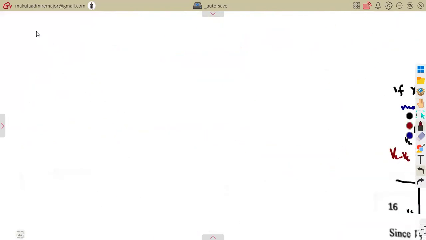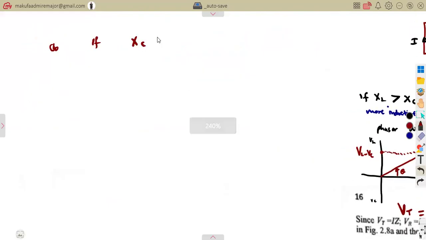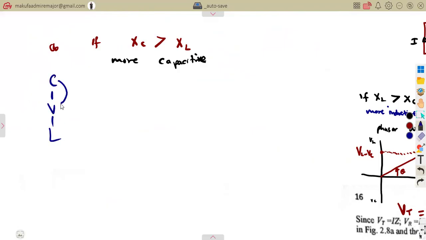If you are now given XC being greater than XL, it means this circuit is more capacitive. And if it is more capacitive, you have to consider it in the capacitive manner that you had from your civil concept. In the capacitive case, current leads the voltage, meaning the voltage lags. If current leads, the voltage is below. V lags the current by a certain angle theta this time.